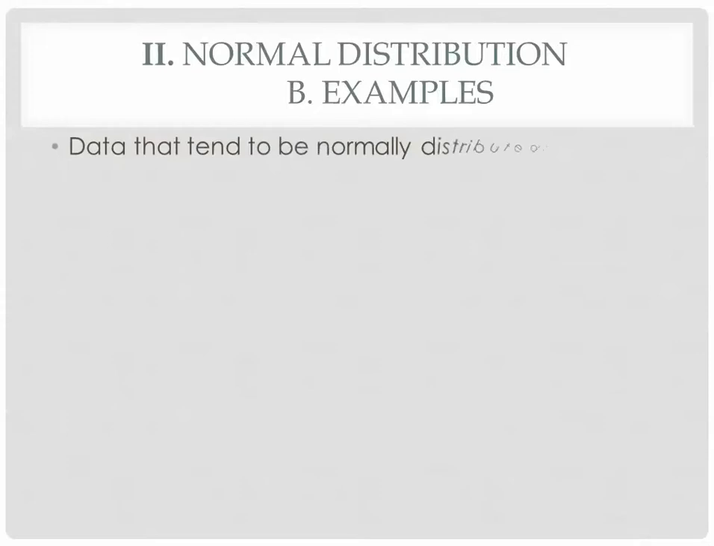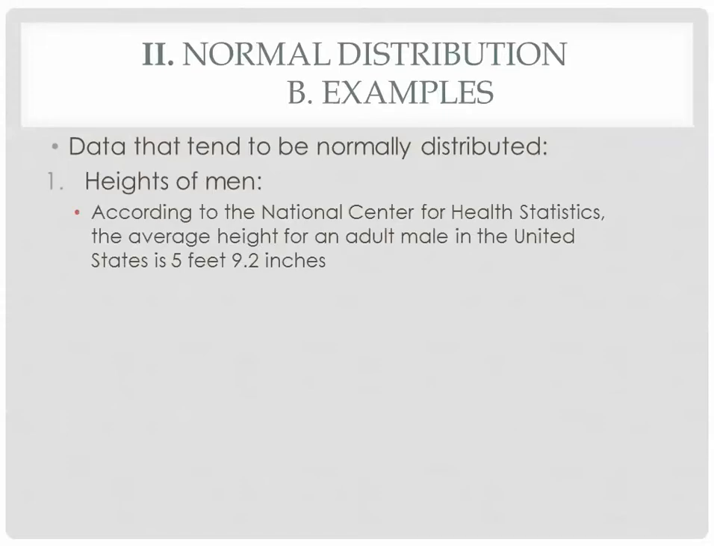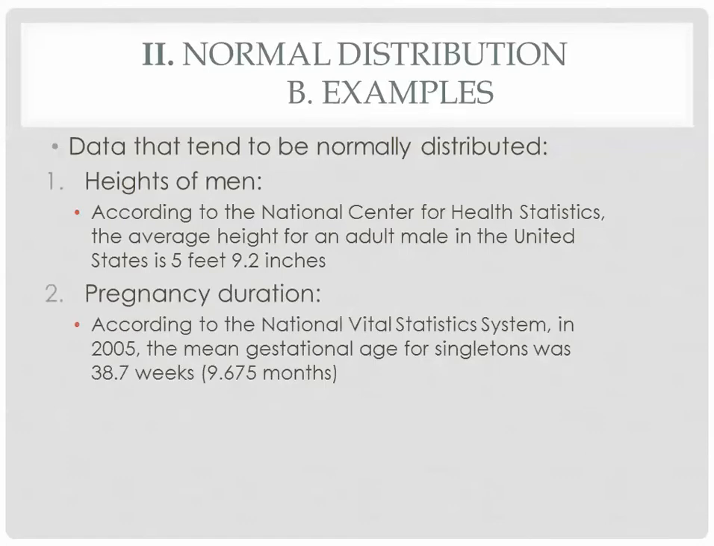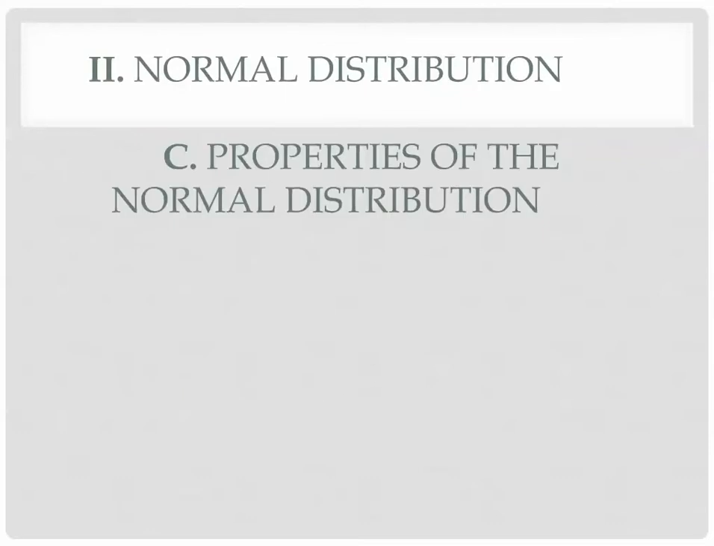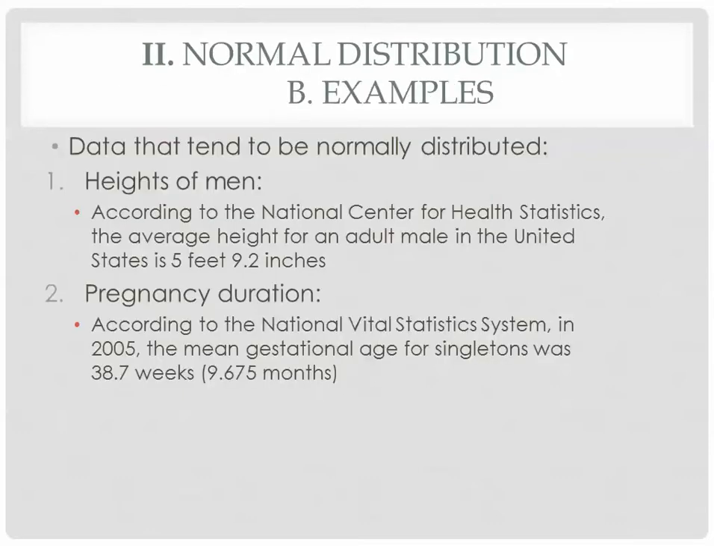Some examples. Data that tend to be normally distributed. Heights of men. The duration of pregnancy. So you can see that both of those will be centered at their mean. They don't give standard deviations here, but they're centered at their mean, and then they follow that normal bell-shaped pattern on both sides from there.